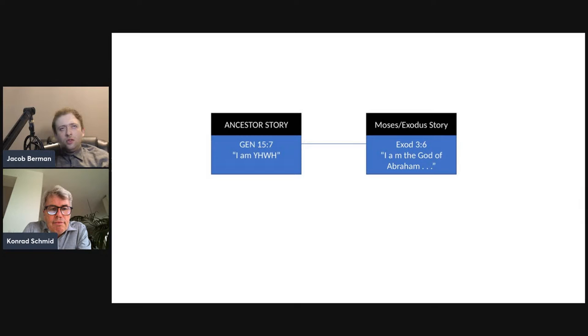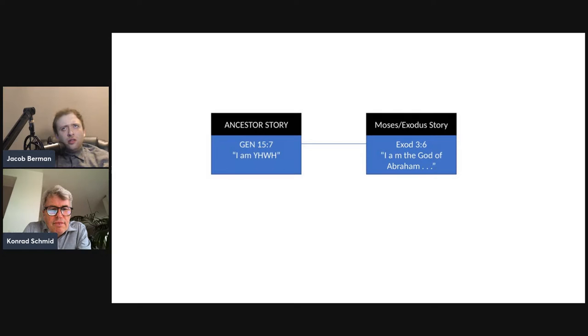This diagram is based on a diagram in your book. You show the ancestor story and the Moses Exodus story. How is it that Genesis 15 is an ancestor story, and the one on the right seems to be coming from a different tradition?